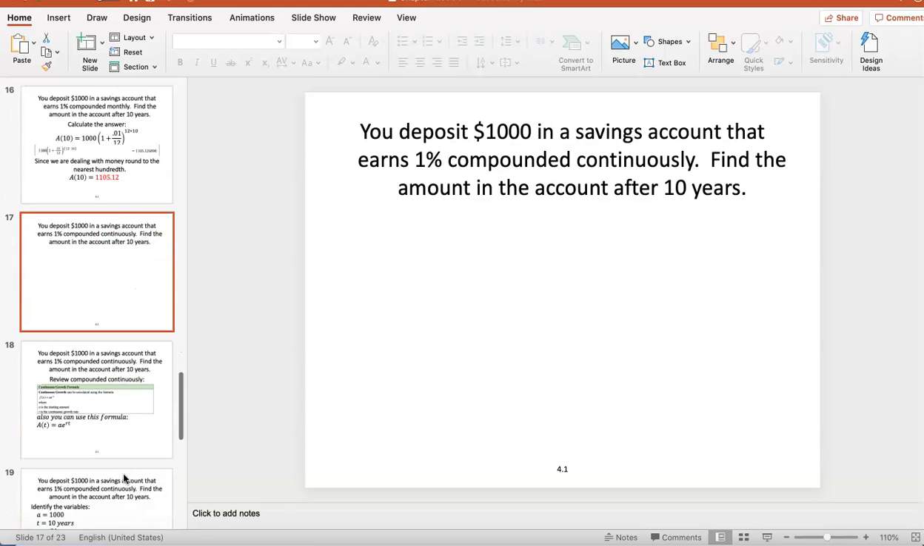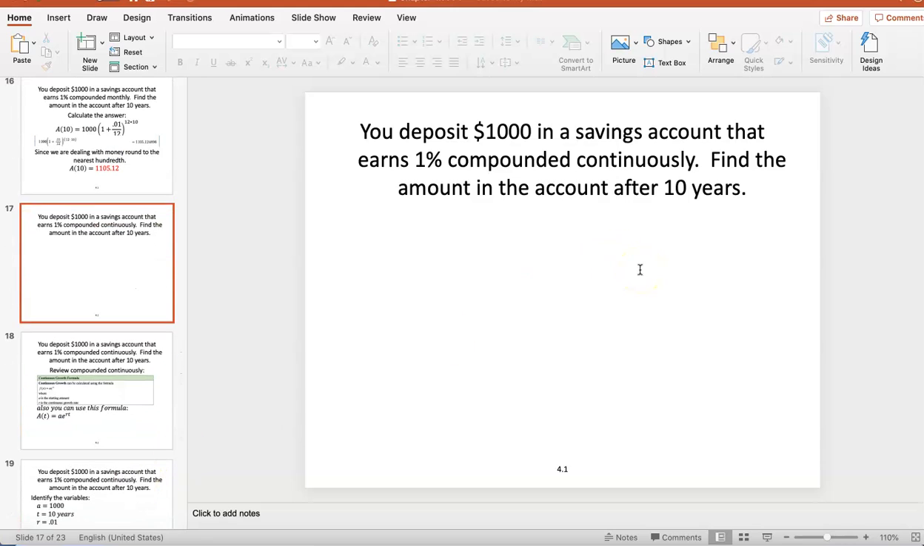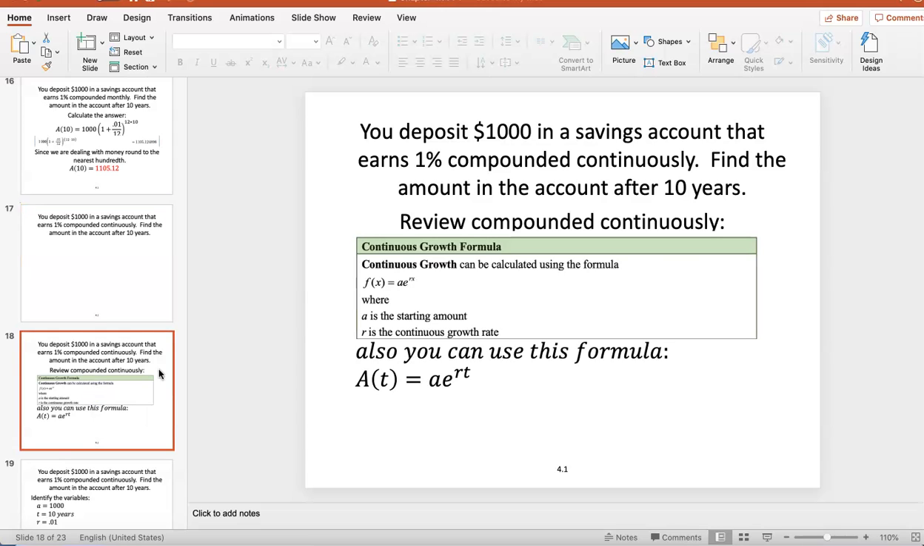Okay, the next problem we talk about is compounded continuously. So we have a little bit different formula when we start talking about continuously. It's almost like daily, but a little bit more often. Continuous growth is A e to the rt. E is the base of the natural logarithm, and this is one of the main places that e is used. Not the only place, but one of the main places. A is your starting amount, R is your continuous rate, and of course T would be the time.